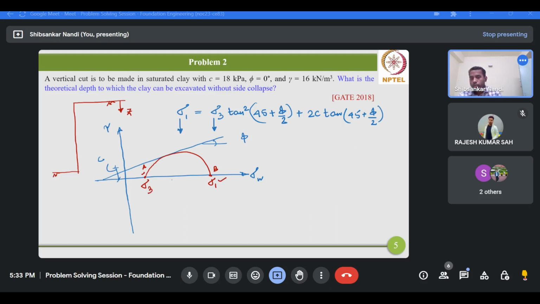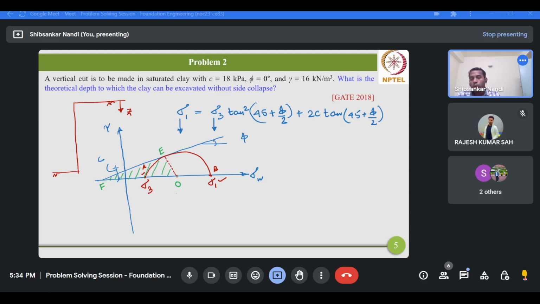Now we can go for some geometric relationship. This will become a triangle. Suppose we denote the center of the Mohr circle as O, and this as C. C we have already used for cohesion, so we take a different notation, suppose E, and this is suppose A. So this OEA is forming a triangle.